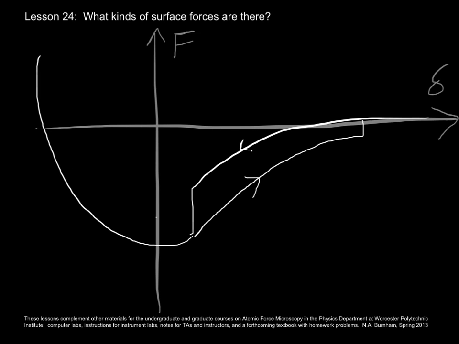Let me show you what that looks like on a force separation plot. Here we're approaching tip and sample. Cantilever starts to bend forward due to attractive forces, say van der Waals. And then suddenly, right here, we've got the meniscus formation.